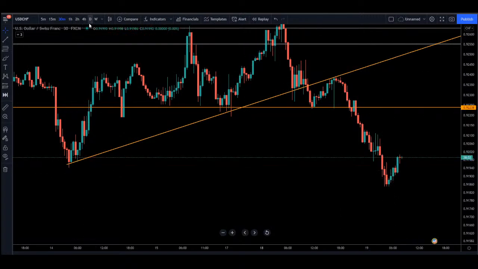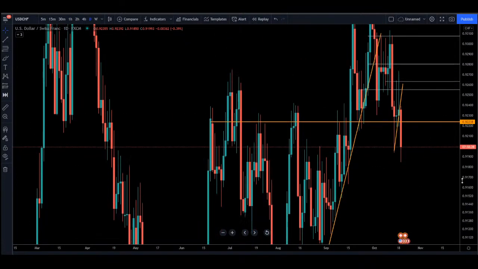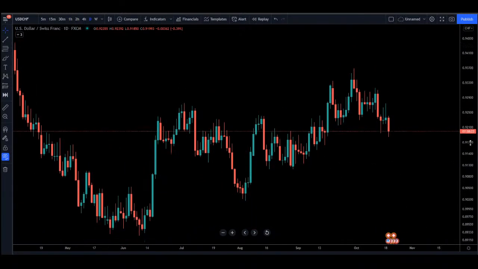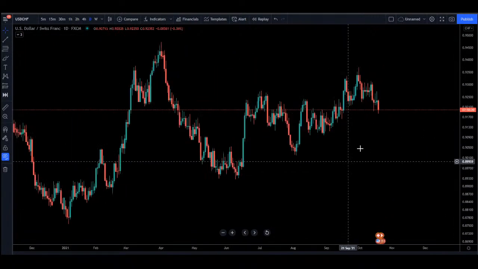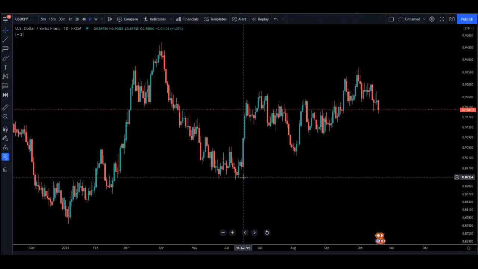So let's go again to the daily time frame. I think that by now you already know how to draw your key levels, right? So USD-CHF, this pair is a very good pair to trade because this pair respects a lot those key levels. Let me just show it to you.